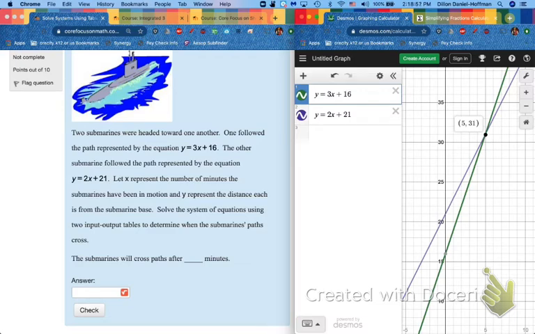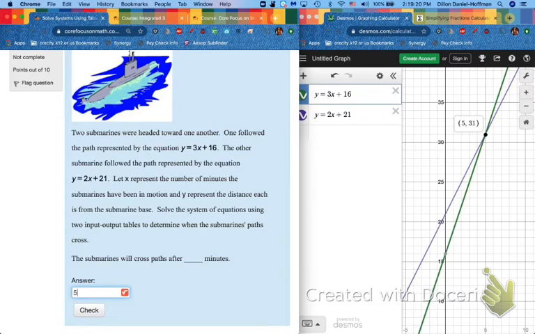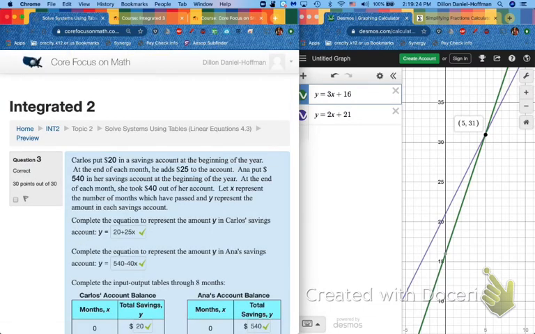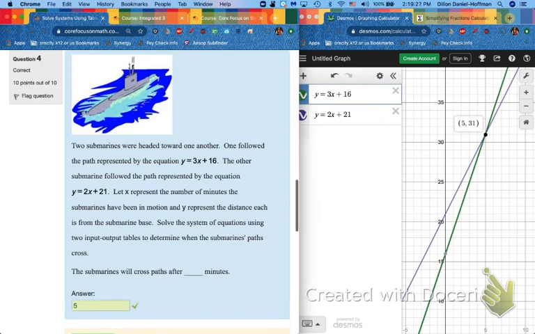5, 31. So it says, solve the system of equations using two input-output tables to determine when the submarine paths cross. The submarine will cross paths after blank minutes, where minutes is x. Let x represent the number of minutes. So basically, what's your x coordinate of your crossing point? Since they cross at 5, 31, it is 5 minutes. So just put the x answer where they cross in your graph. Or if you use tables, do the same thing for the table.